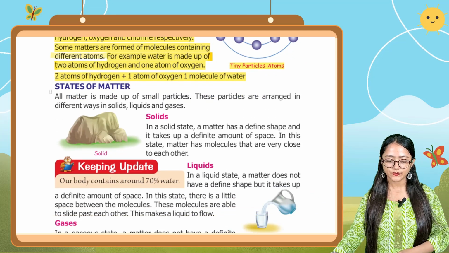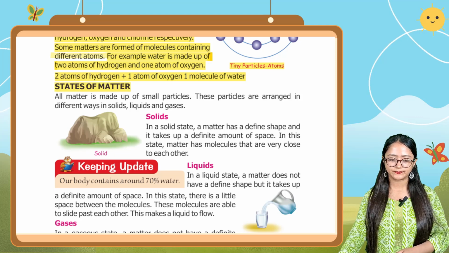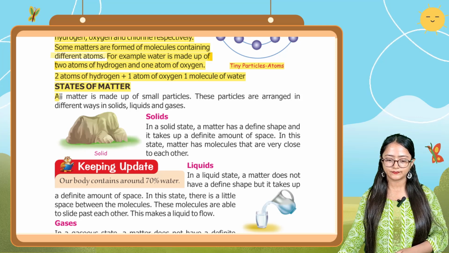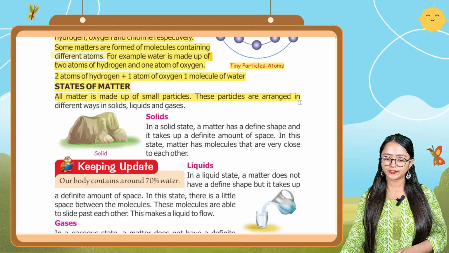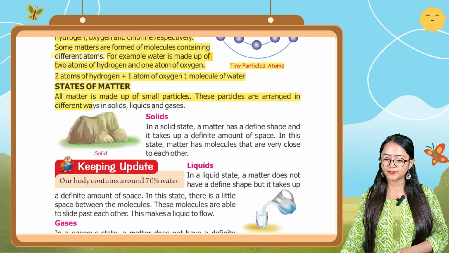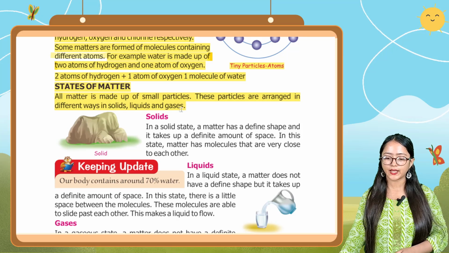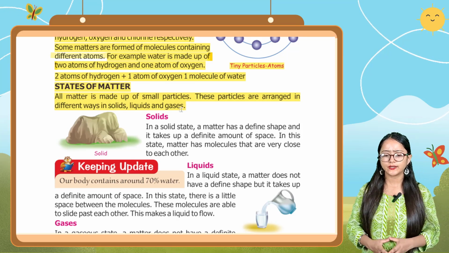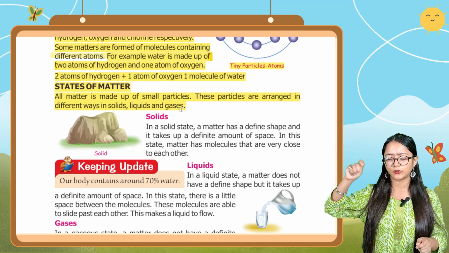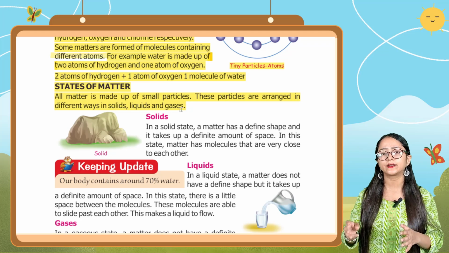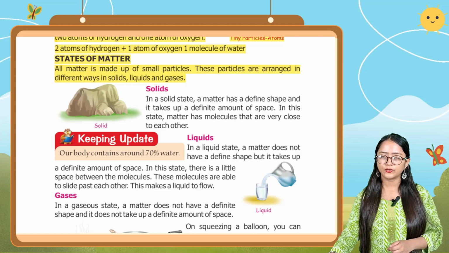Now the next point, states of matter. Here in this point, all matter is made up of small particles. These particles are arranged in different ways in solids, liquids and gases. So in the states of matter, all matter is made up of small particles, and these particles are arranged in 3 forms: solid, liquid and gases. We're going to talk about them step by step.